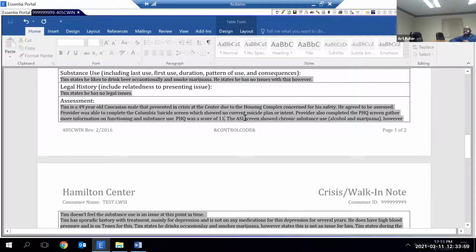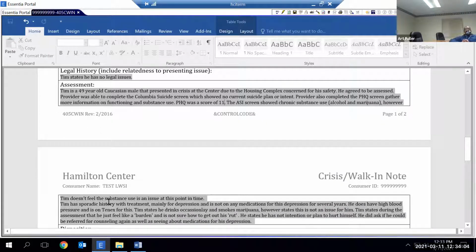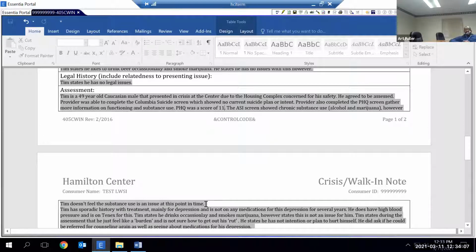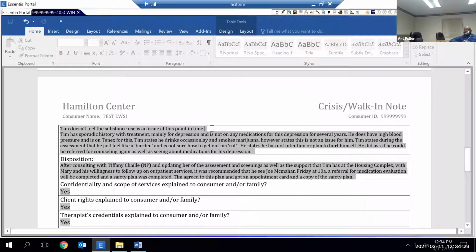The ASI screen showed chronic substance use, alcohol, marijuana. However, Tim states he does not feel this is an issue at this point in time. So remember, the ASI showed that yes, there was chronic alcohol and marijuana use, but at this point in time, it's really not impacting his functioning on a daily level, and he doesn't really want to address it. So there's not a lot that we can do there. If he gets linked up with outpatient services, we might use some motivational interviewing and some brief intervention to delve into that substance use more. But at this point in time, it's not a huge risk or concern.